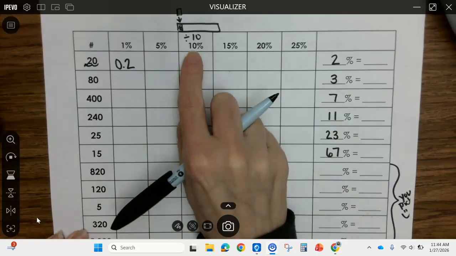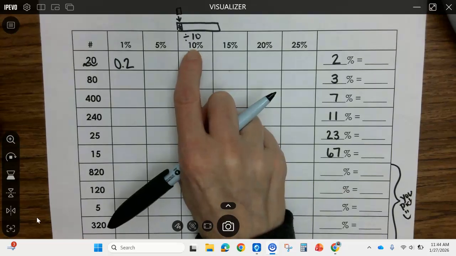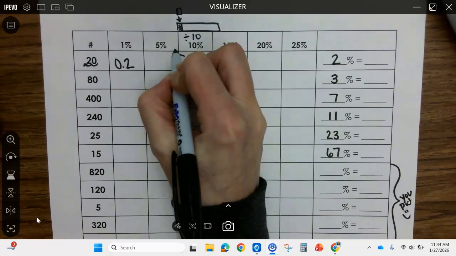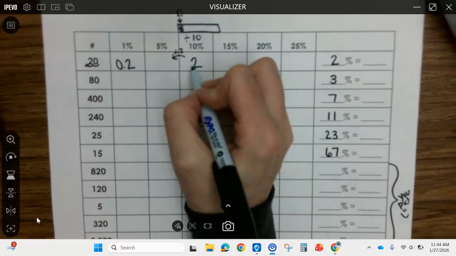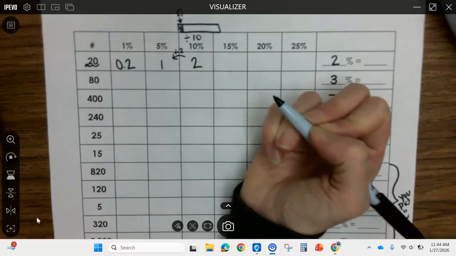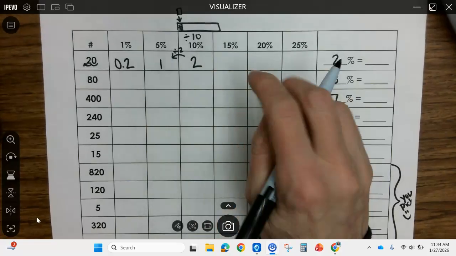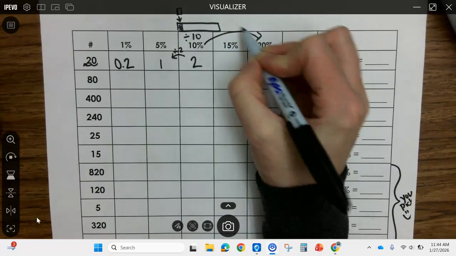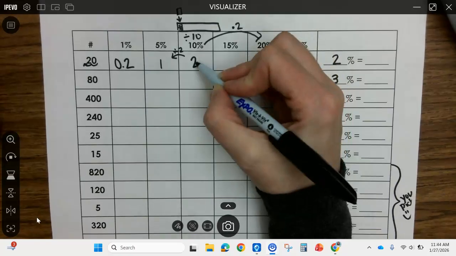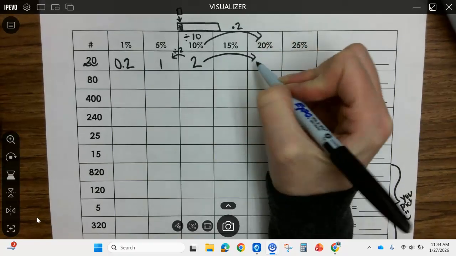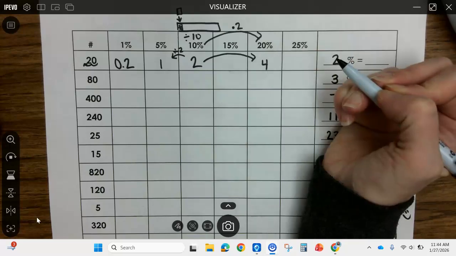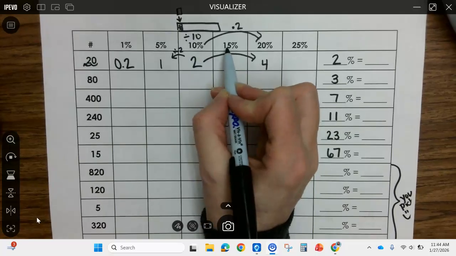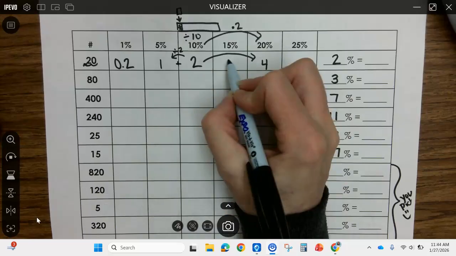All right, if we know 10%, 5% is half of that. So I can take this number and divide it by 2 to find half. So 2 divided by 2 is 1. Then I'm going to do 20% next. 20% is double 10%. So 2 doubled would be 4. All right, 5% plus 10% would be 15%. So I'm going to do 1 plus 2, and I'll get 3.